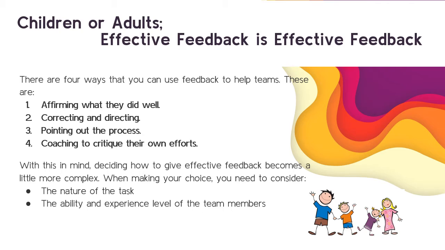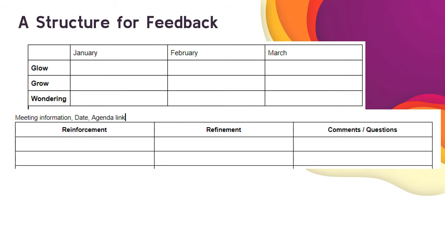There are 4 ways you can use feedback to help teams, adults, students, spouses, children. These are affirming what they did well, correcting and directing, pointing out the process, coaching to critique their own efforts. With this in mind, deciding how to give effective feedback becomes a little more complex. When making your choice, you need to consider the nature of the task, the ability and experience level of the team members. So what is a good structure for feedback?